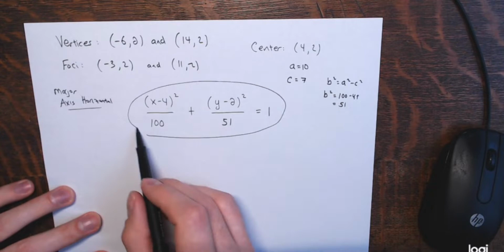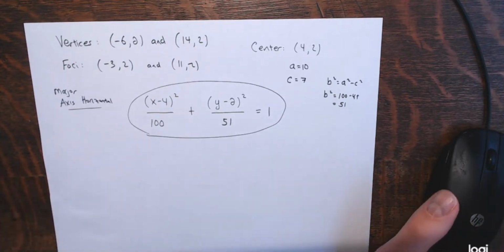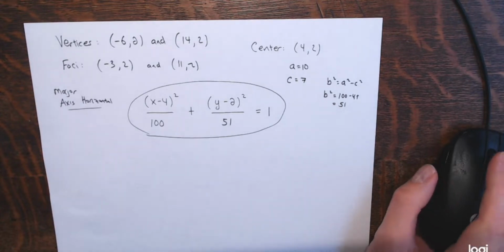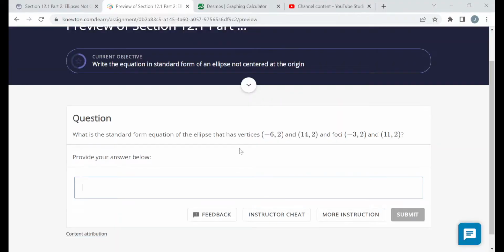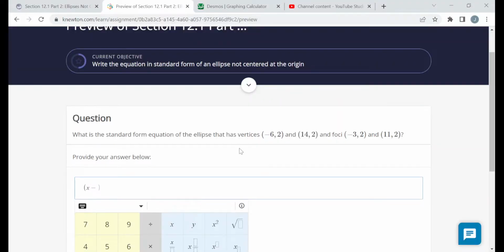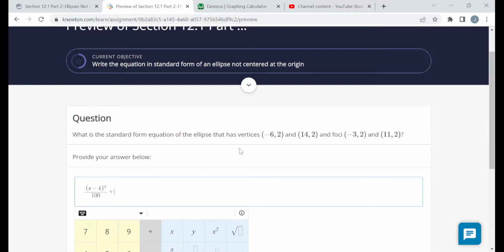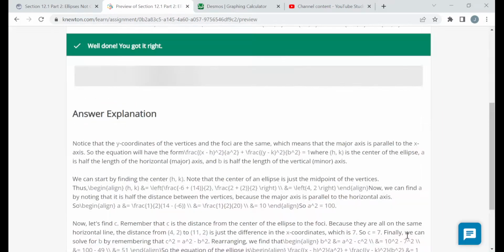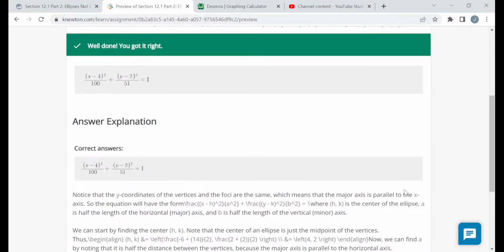Right? The equation of that ellipse with those vertices, those foci, centered at 4, 2 and in standard form. So I'll type this out. We have the quantity x minus 4 squared divided by 100 plus the quantity y minus 2 squared divided by 51 equals 1. And that should be good. Great.